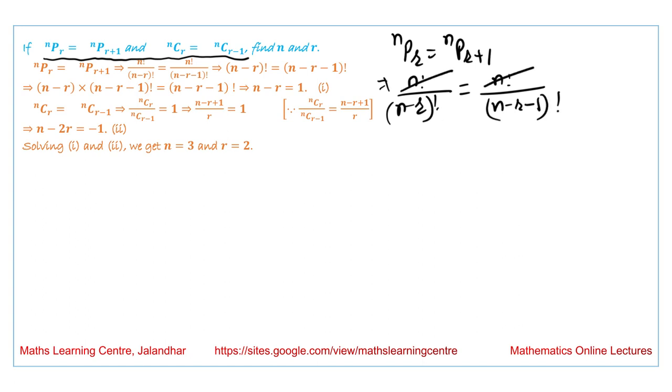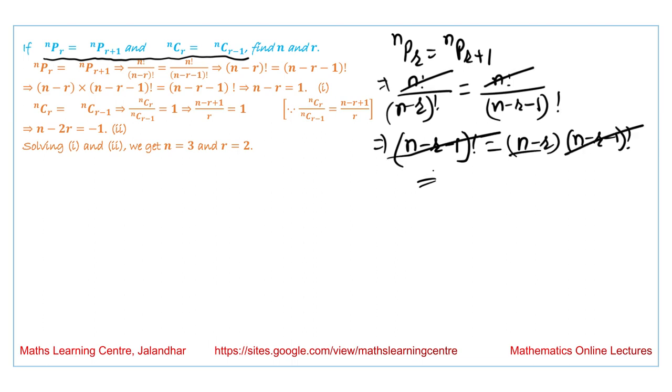So this n factorial gets cancelled, we are left with n minus r minus 1 factorial, that is equal to n minus r into n minus r minus 1 factorial. Again these two terms get cancelled. So we get n minus r is equal to 1. This is one equation we are obtaining. Next, nCr is given to be nCr minus 1.